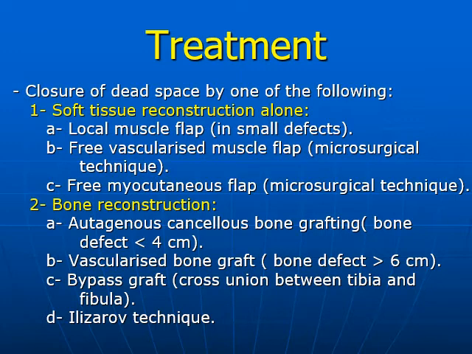How can I deal with this defect? We have soft tissue reconstruction alone or combined with bone reconstruction. Soft tissue reconstruction can be done with a local muscle flap, free vascularized muscle flap, or free myocutaneous flap. For bone reconstruction, if we have a bone defect less than 4 cm, we can put a cancellous bone graft. If more than 4 cm bone defect, we can put a vascularized bone graft. Sometimes we do what we call a bypass graft, that's to say cross union between tibia and fibula. And in special situations, we use the Ilizarov technique.